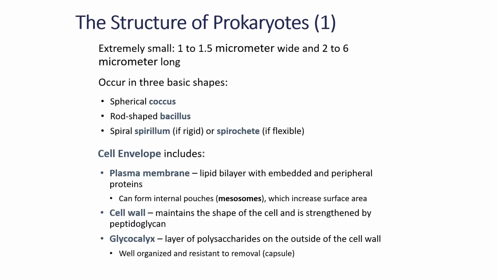For prokaryotes, there are three basic shapes. There's a sphere, which we call a coccus. There's a rod, or it kind of looks like a long skinny pill, called bacillus. And then there are two words for spiral structures, spirillum and spirochete.